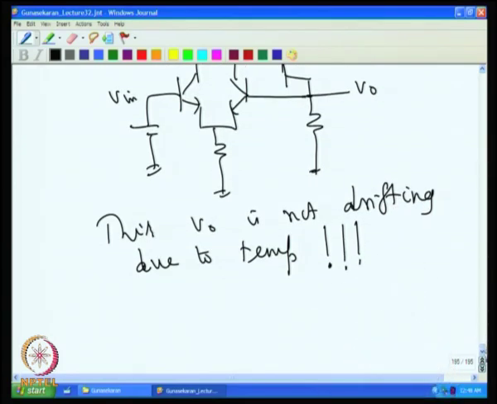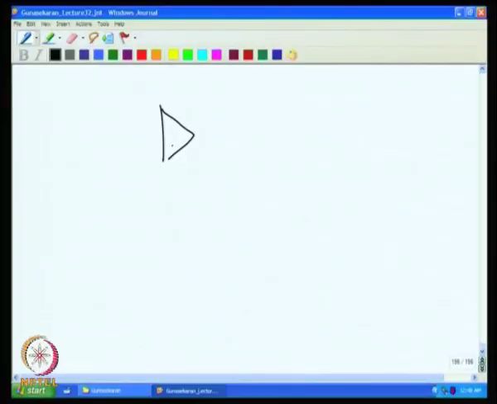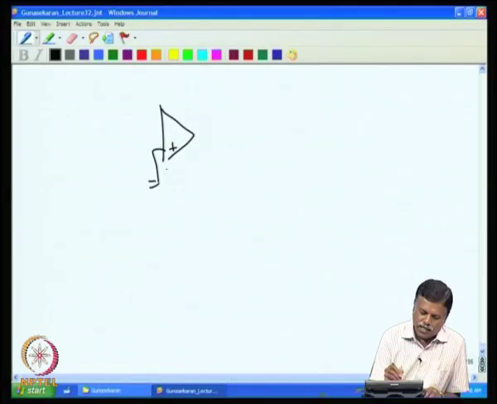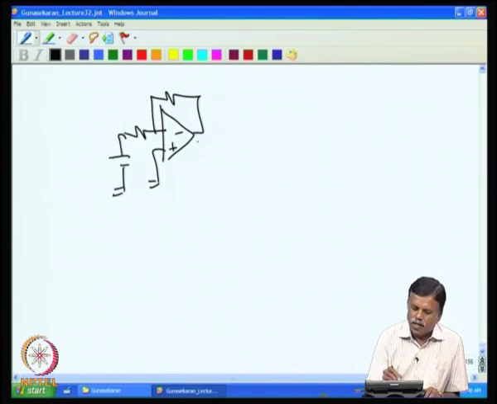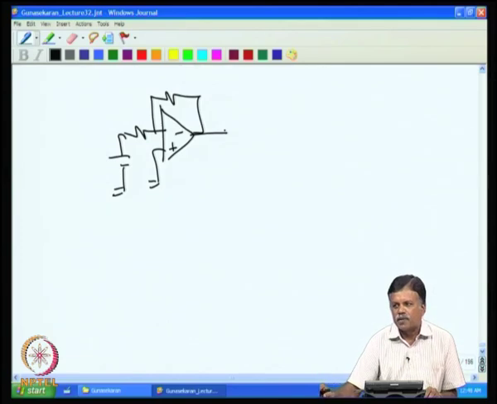From there the operational amplifier had come in, and then we had discussed how to use the operational amplifier, and how to use them for the various circuit applications. In that we had shown you that the operational amplifier can be used for various purposes, from a simple amplifier like this to using this amplifier in different configurations.